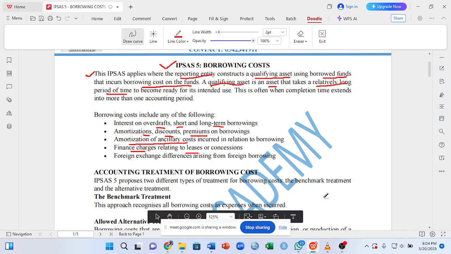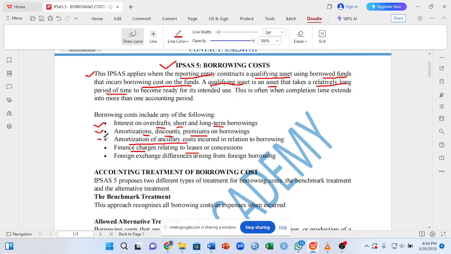So bear in mind, borrowing cost here, we are looking at the cost on a borrowed loan or a borrowed fund. If you have gone for a loan facility, the cost you incur on it. The cost here will be in relation to the interest on that loan facility, whether being the overdraft, or the short or the long-term loan. Some loan agreements may also have discounts and premiums on these loan facilities. These discounts and premiums and any amortization cost in relation to them you have to consider.